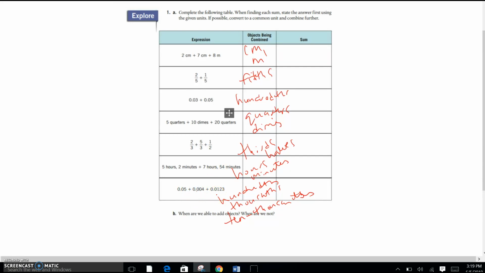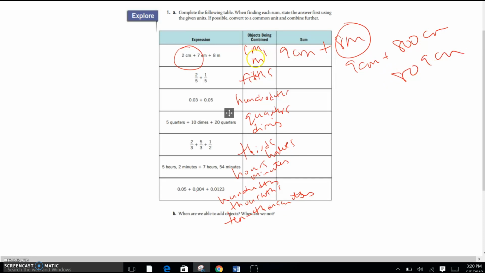So when you add, you can add like things. So I get those are like, and we call those like terms. So I would get 9 centimeters and 8 meters, and then that would be my answer. Now, the only way I could add them is if I convert to a like unit. So if I had 9 centimeters and 800 centimeters, then I could have 809 centimeters. But again, you can't add things that are unlike unless you can convert them.